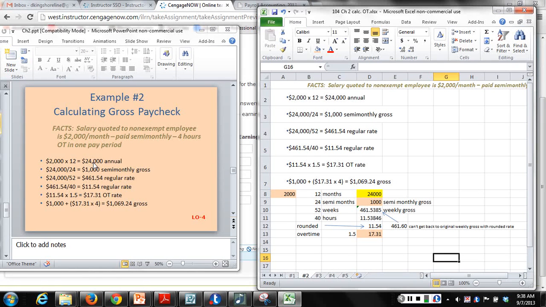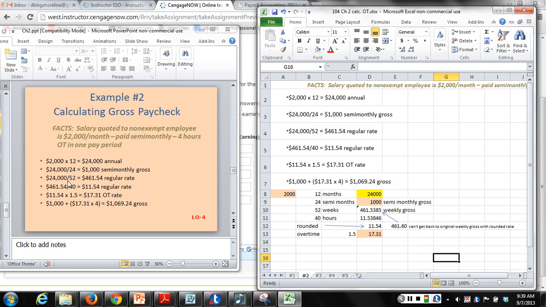$24,000 annually. But because the pay period is semi-monthly now, we have to arrive at that pay period because we're going to use that regular pay period total in our calculation. So we divide the $24,000 by 24 semi-monthly periods in a year. Semi-monthly, their regular paycheck without overtime is $1,000. No rounding issues there. There could be, but there are no rounding issues there.